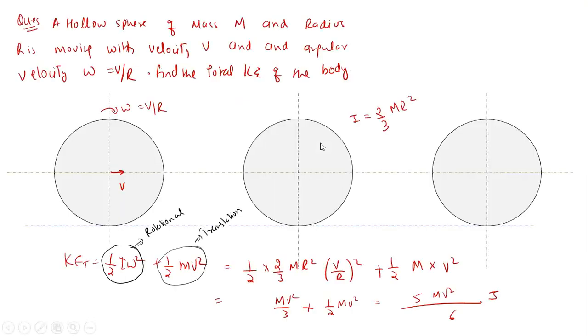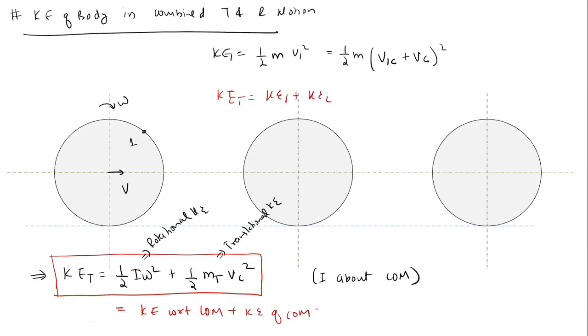Okay, fine. So in the last class, what we have discussed? We have discussed the kinetic energy of the body which is having combined translational as well as rotational motion. There we found that the total kinetic energy is equal to half I omega square plus half mv square. So this is the total kinetic energy of the body having combined translational and rotational motion.